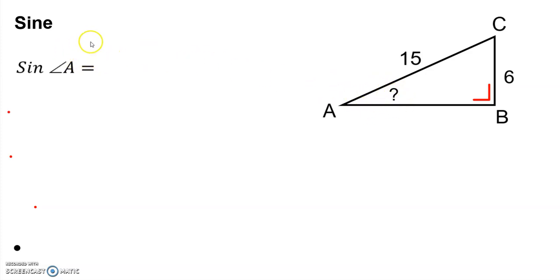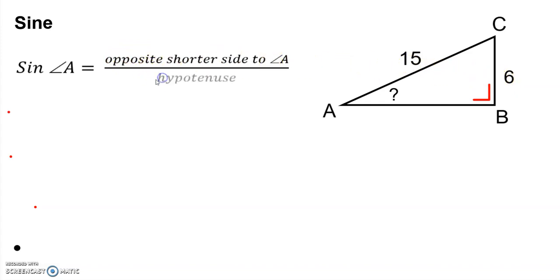And the formula goes like this. Sine of angle A is the opposite shorter side to angle A divided by the hypotenuse. So when I take a look again at my triangle and I look from angle A, so suppose you are over here, the opposite shorter side is 6 and the hypotenuse is 15. So you see, I can use this formula to calculate angle A.